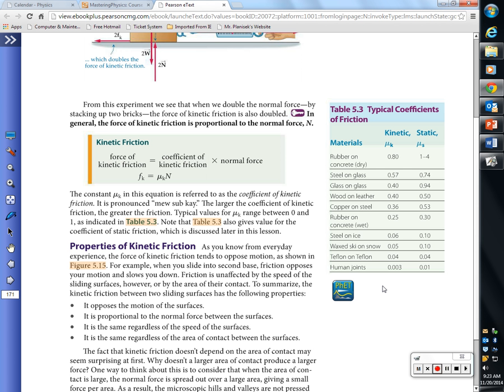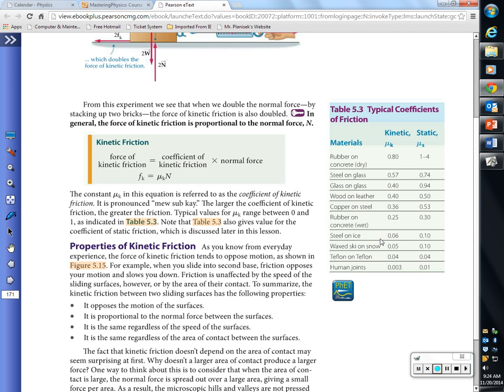So now, here's the point that I want to make with this. This table, when it's talking about rubber on dry concrete, or rubber on wet concrete, or an ice skate on ice, or skis on snow, notice it doesn't say anything about the particular object that we're talking about. This coefficient of friction is the same if we're talking about a Prius versus an Escalade.